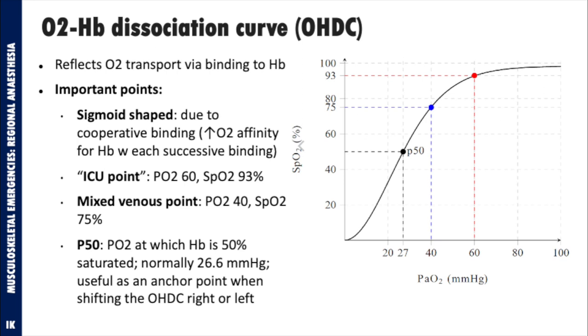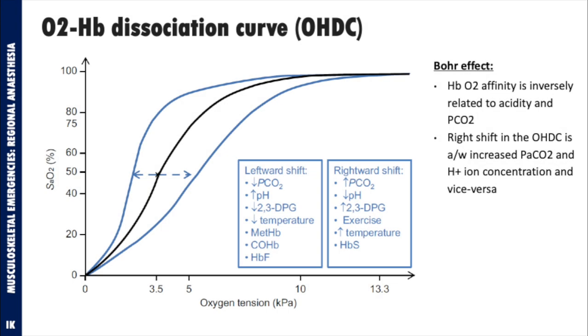So it's in the ABG. Anyone see it or not? In the ABG, there's actually a P50 there. So that tells you where the OHDC is. Based on that, you can think of different causes. Leftward shifts are all this. Rightward shifts are all this. Okay? I will share this slide. No worry.